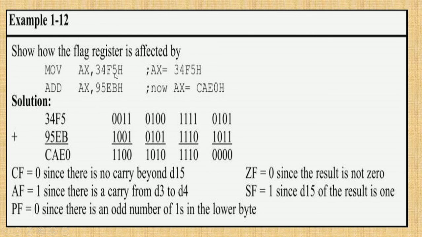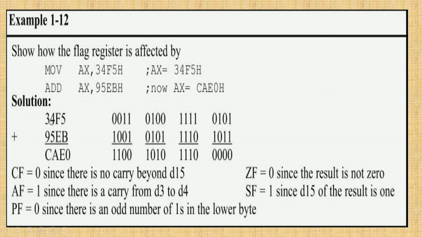Now here, MOV AX, 34F5H. This is a 16-bit number. That is, 34F5 goes to AX. Then add the content of AX, which contains 34F5, with 95EB. Okay, and the sum goes to AX. Now what is the value of AX? CA is 0 after addition.